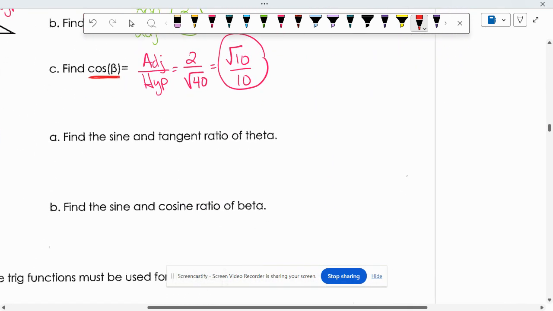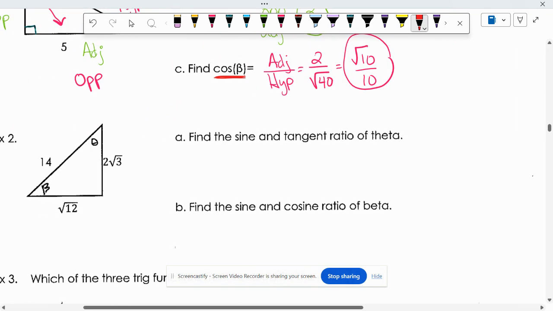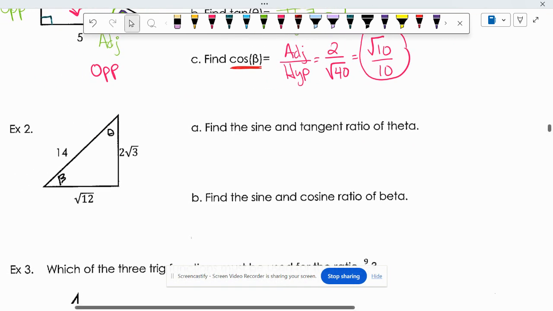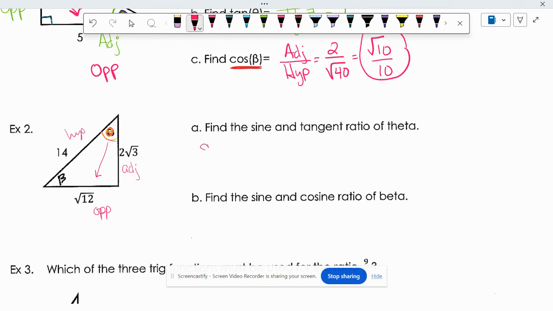Okay. So it says find the sine and the tangent ratio of theta. So now our angles have changed. We got a new picture. So theta is up here. This is theta up at the top. So when I think about theta, the side opposite, and the side that's adjacent, and this is my hypotenuse. So let's see, the sine, which is the opposite over the hypotenuse. Well, the opposite side is the square root of 12 over the hypotenuse, which is 14.